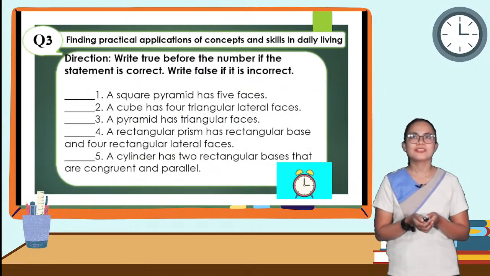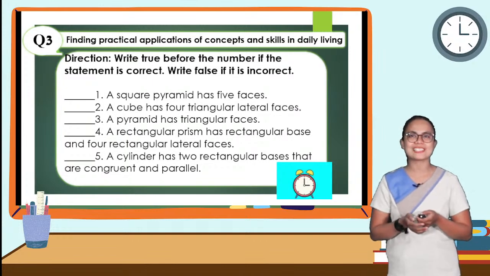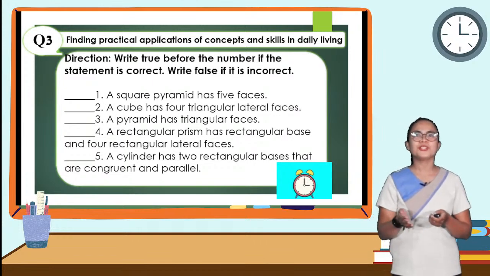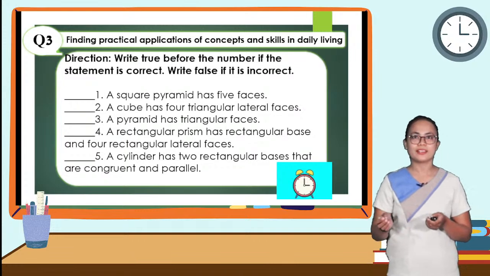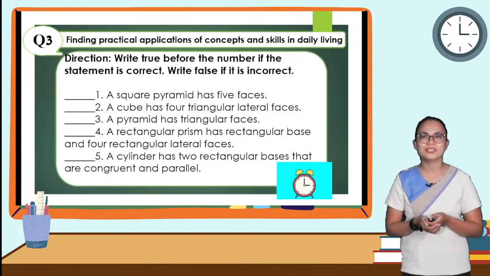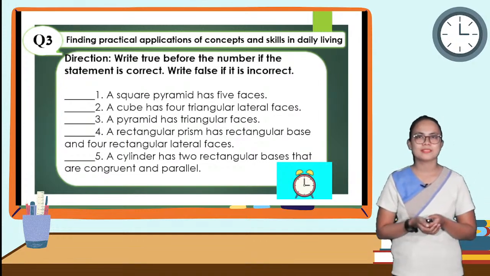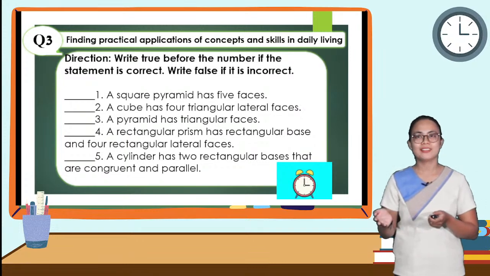Now, let's have this another activity. Let me read the direction again for you, grade 6 learners. Write true before the number if the statement is correct. Write false if it is incorrect. Let's start for number 1. A square pyramid has 5 faces. Is it true or false?